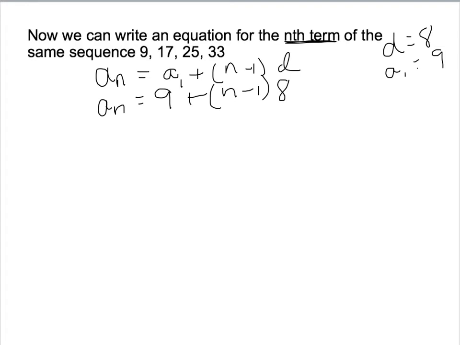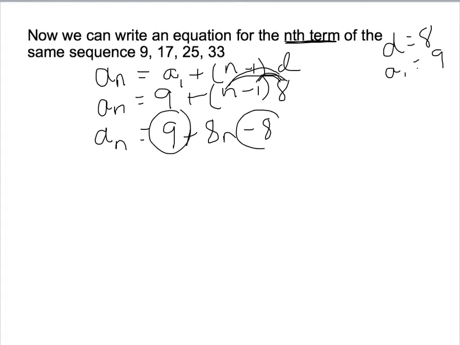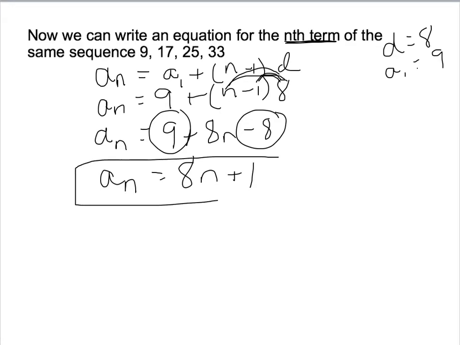Now I can distribute this 8 to the n and to the 1. If I bring everything down, a sub n equals 9 plus 8 times n, 8n, and 8 times negative 1, minus 8. Now I can combine 9 plus negative 8 to give me 1. So a sub n equals 8n plus 1. And here is my equation for the nth term.